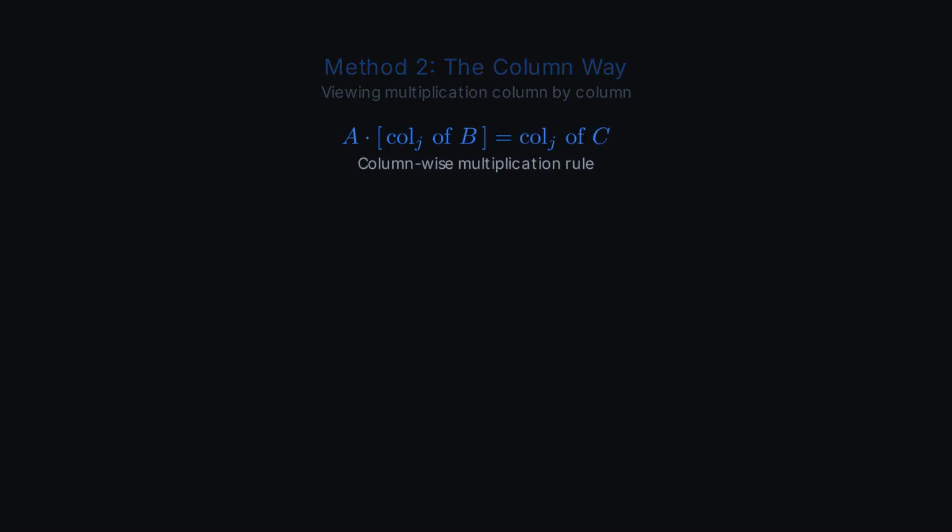Now let's zoom out and compute an entire column at once. This is method 2, the column way. Take column j of B, multiply the full matrix A by that single column vector. The result is column j of C. But here's the key insight. Every column of C is a linear combination of the columns of A.